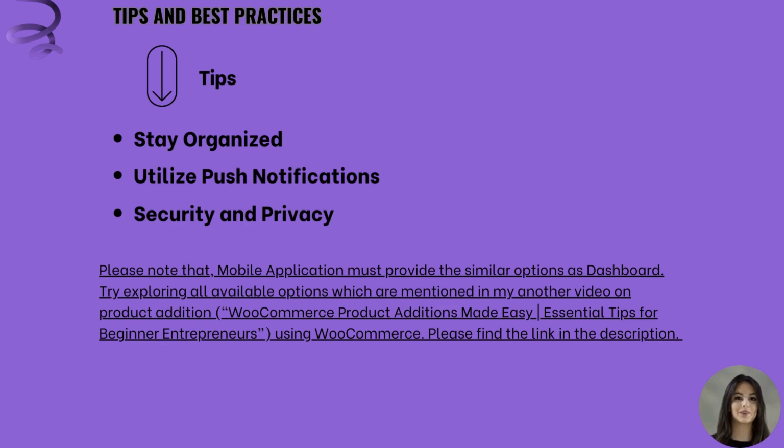Next and final topic for today's session is tips and best practices for using the WooCommerce mobile app. Now that you know the ins and outs of the WooCommerce mobile app, let's discuss some essential tips and best practices for optimizing your experience. Tips. Stay organized. Keep your app organized by customizing the order statuses, setting up notifications, and organizing your products into categories. This will help you stay on top of things and streamline your workflow.